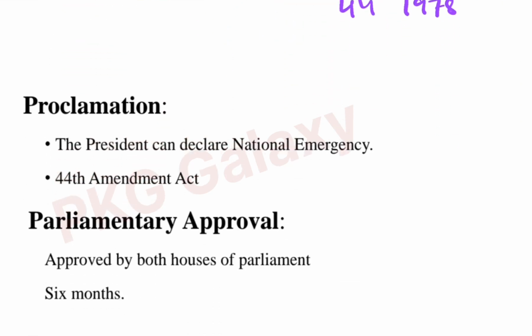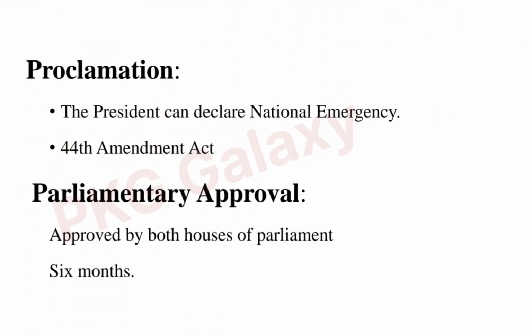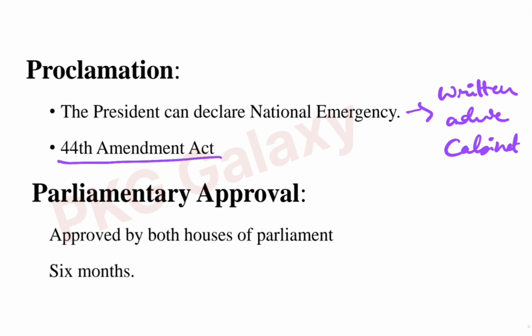Okay, next we'll see the proclamation. The President can declare the national emergency only on the written advice of the Cabinet. And this provision was added by the 44th Amendment Act. The President must declare an emergency immediately after the advice.